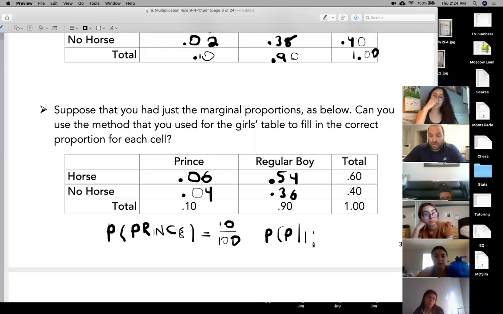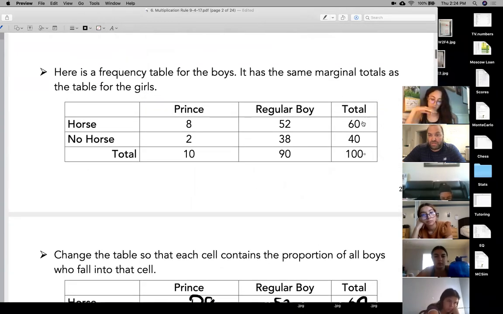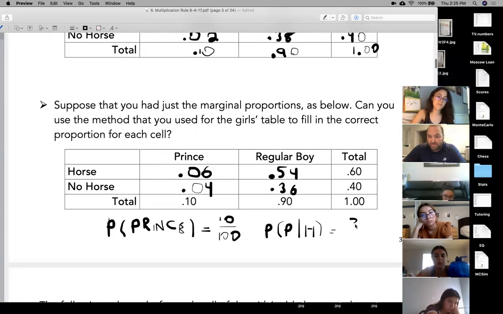Now, what's the probability that it's a prince given that the person is on a horse? If we know we're on a horse, then we're only dealing with these 60 people. We don't care about these 40. They're not part of the consideration, because it's on a horse. There's 60 people on a horse. How many of those 60 are princes? 8. So this would be 8 over 60, correct?